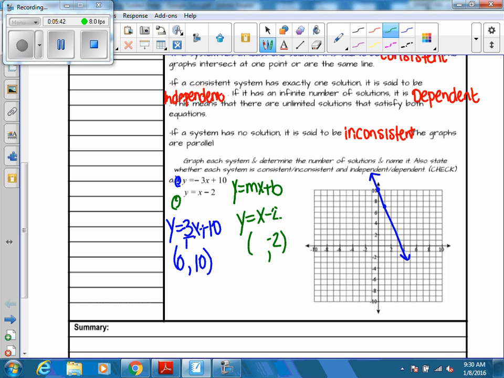So once again, whenever I'm graphing the y-intercept, x is always going to be equal to 0. So if I do that, let's go ahead and plot that point. And that point is all the way down here. And then once again, I'm going to use my slope to graph the next point. My slope in this case is going to be the number in front of x, which is 1. So that means I'm going to rise 1 and run 1.